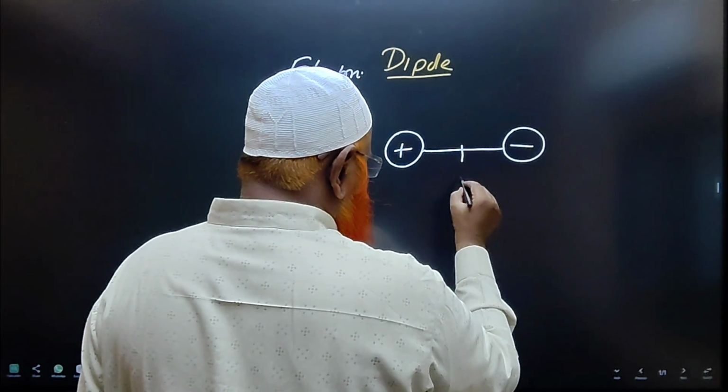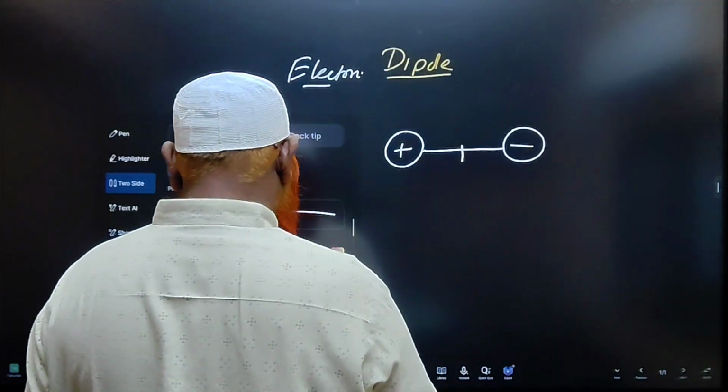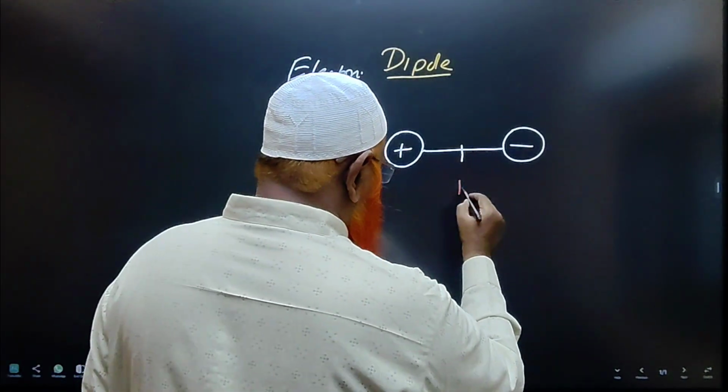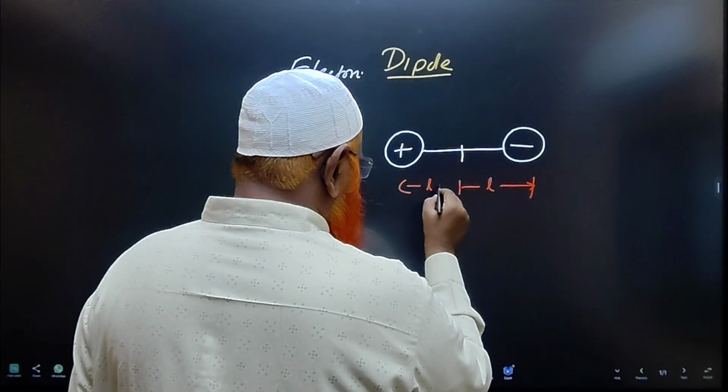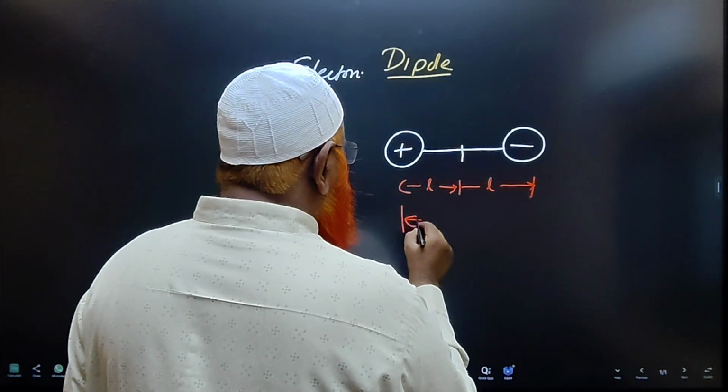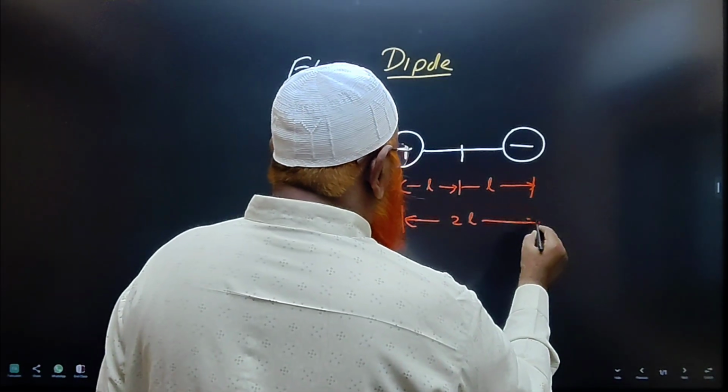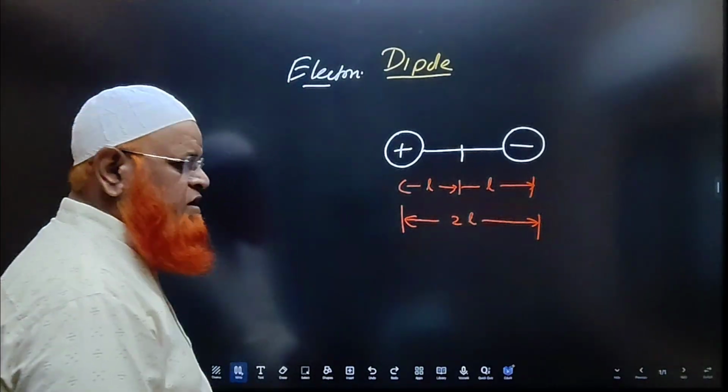And from the center, it is measured that from here to here the length is L, and from here to the center again the length is L. So the total distance between the two charges is taken as 2L.